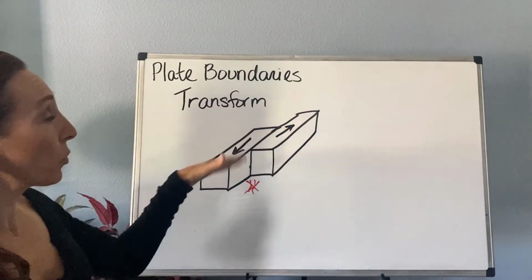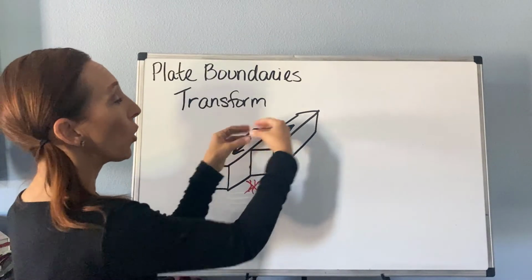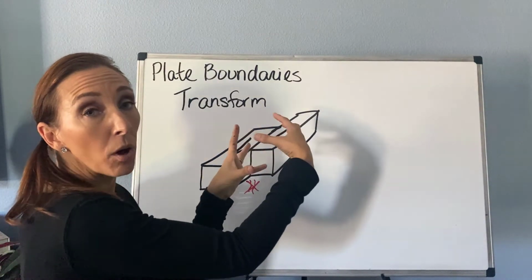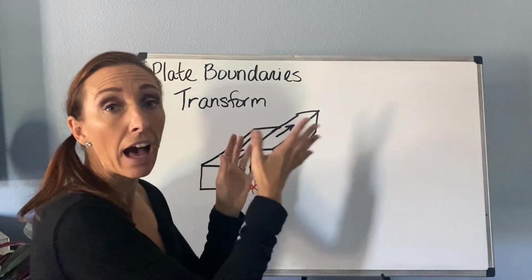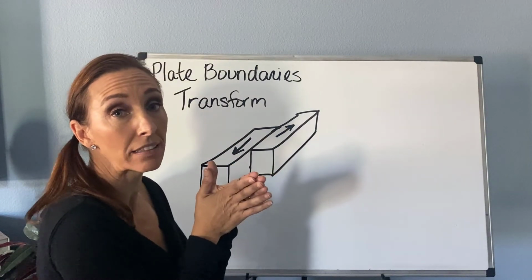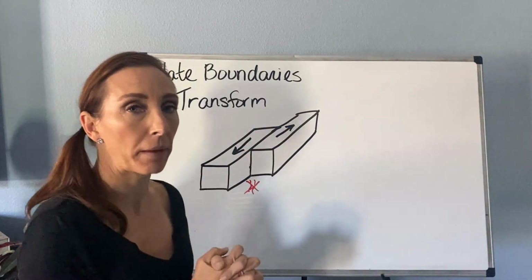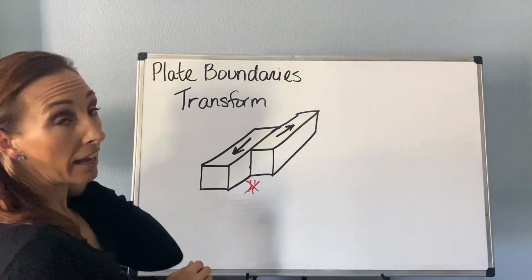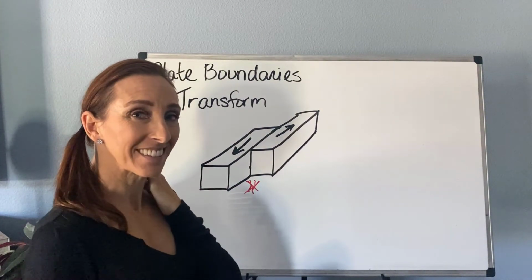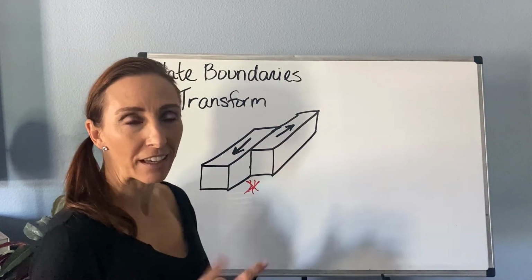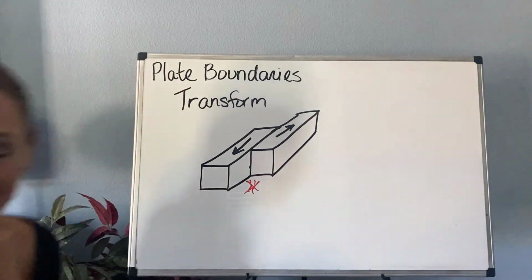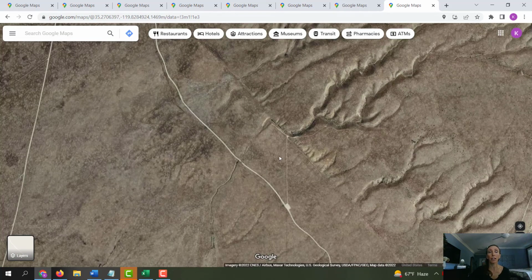So if these get wiggly on us, sometimes we open up small basins, or if we have a bend, we can actually compress the land there and pop up little mountains. So just be aware of that. But a true transform plate boundary that's straight will really just produce this slippage action and no volcanism and no mountains. Now let's go look at Google Maps for a few examples. And then our final one to talk about.